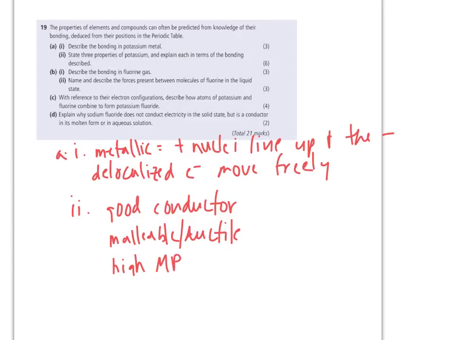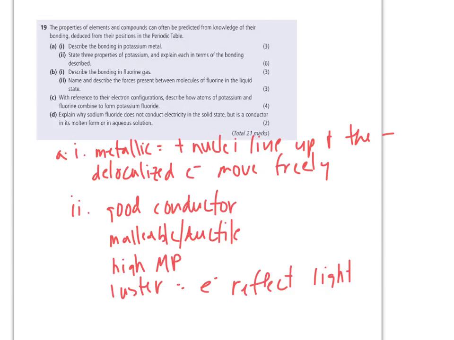because of the strength between the cations and the delocalized electrons. And then it's also got luster, or what we call shiny, because the electrons reflect light. Because the electrons are moving, they have that tendency to reflect light.